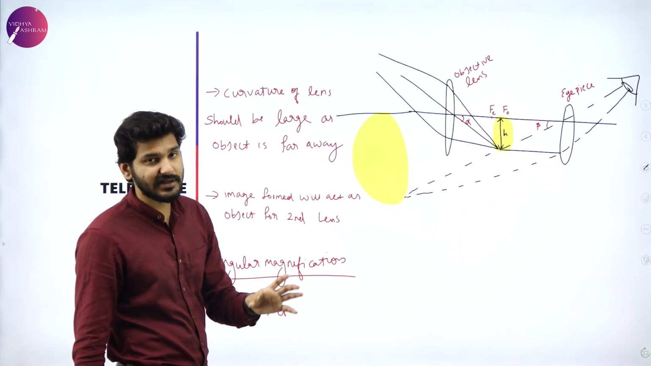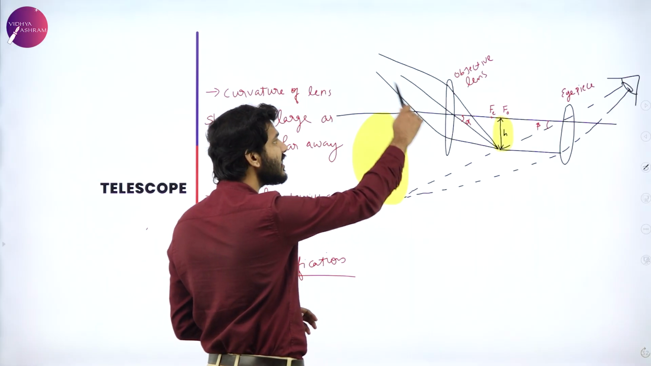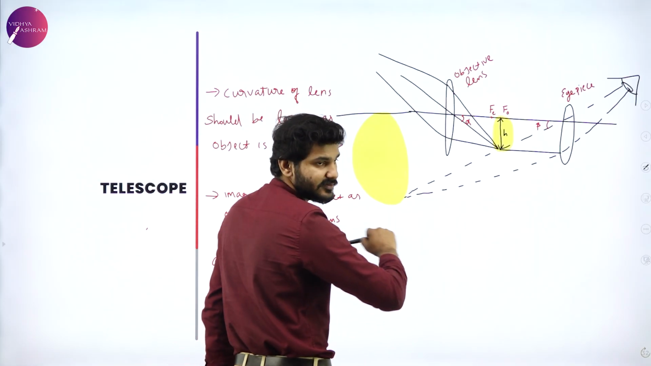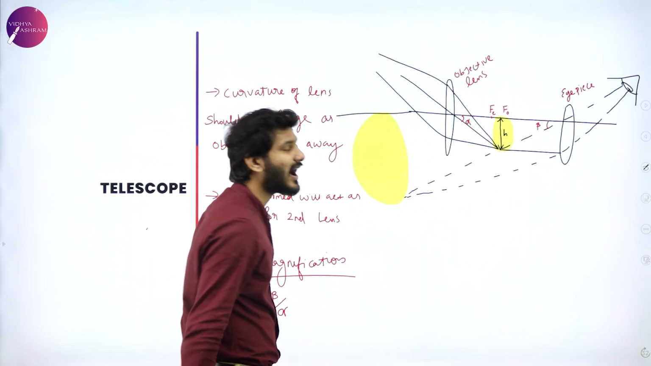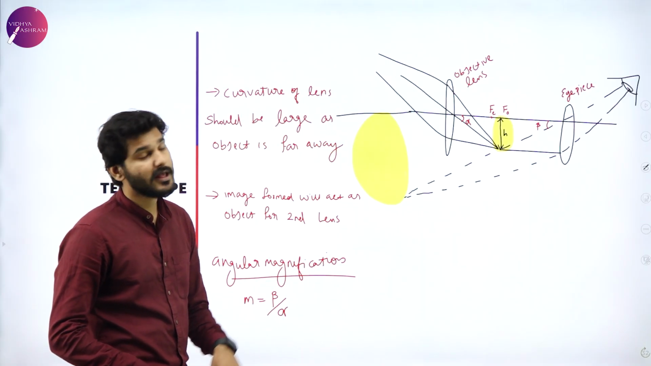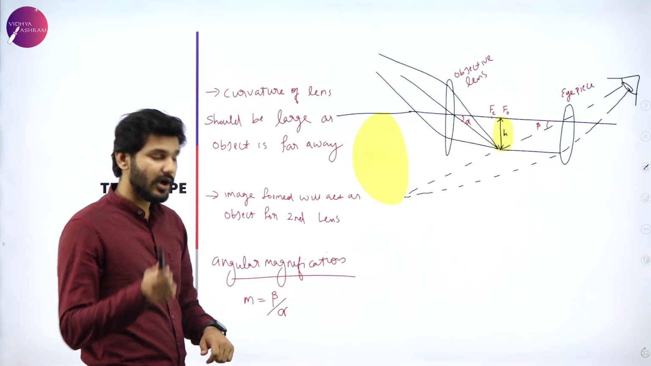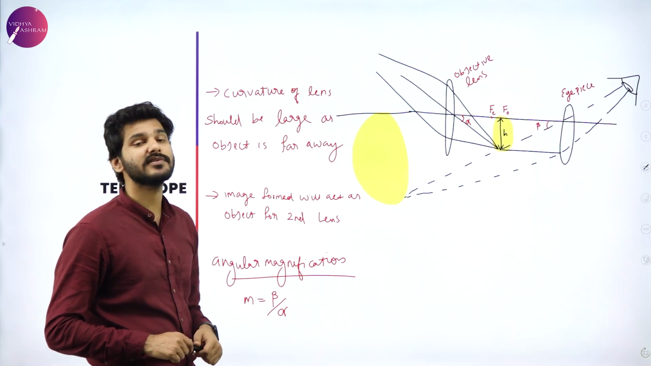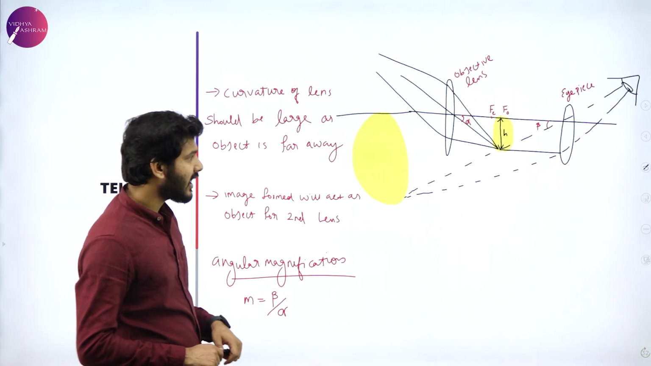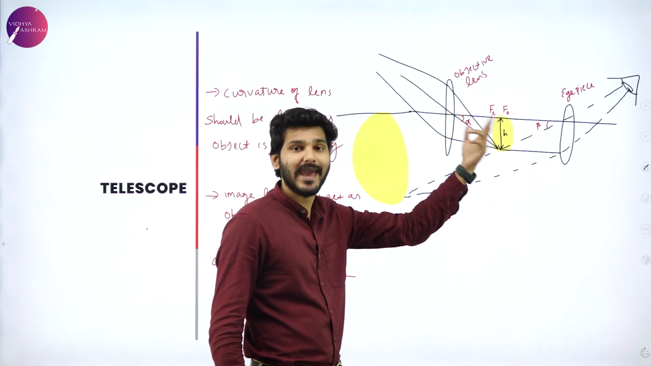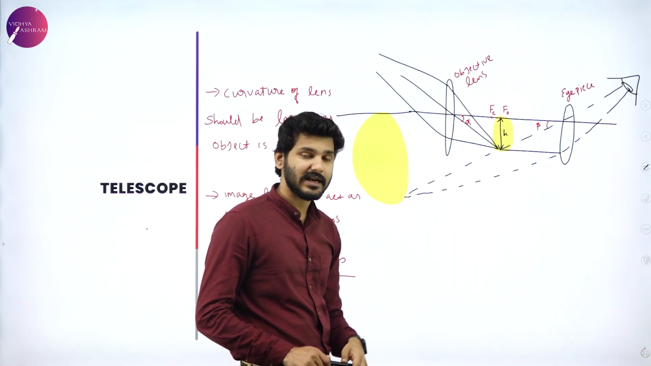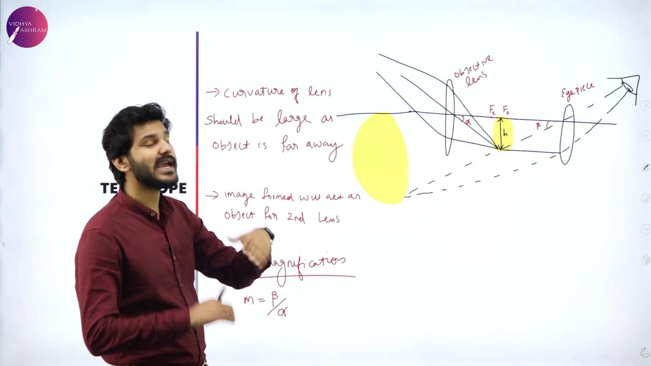What will happen is that the light rays from the objective lens will form an image like this, and this H is the height of the image formed by the objective lens. Now this image will act as the object for the second lens, which is known as the eyepiece. Since the image formed is again in between the focus and the eyepiece, the image formed will be enhanced.